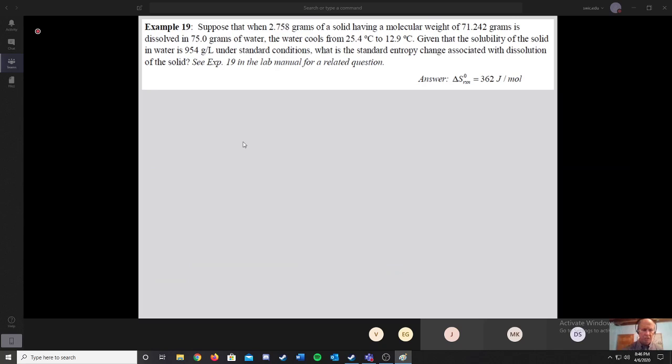Okay, the next one is example 19. So we have a solid and the molecular weight is given. It's dissolved in water, which cools the water. And we're given the solubility max. And from all of that, we're supposed to find the standard entropy change. And this is very similar to experiment 19.